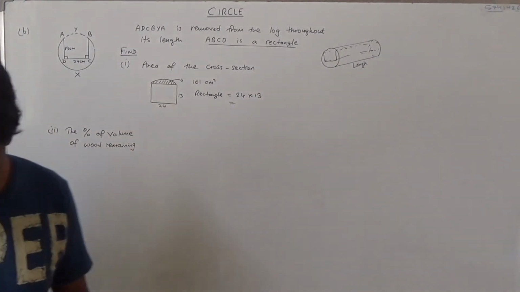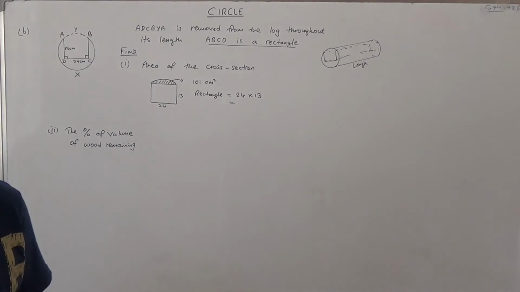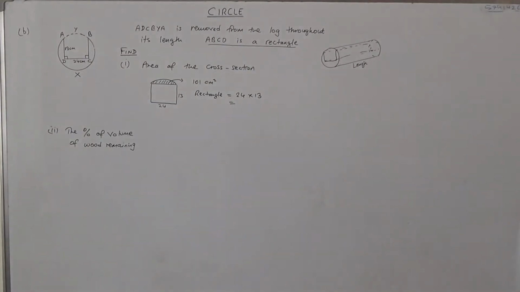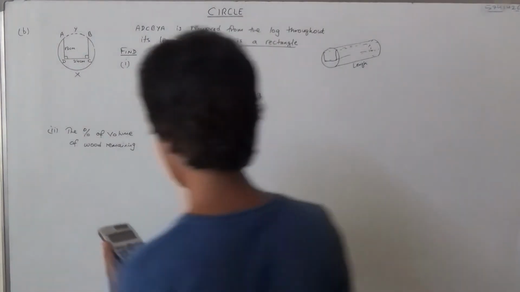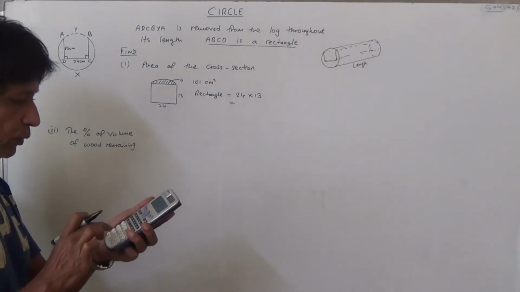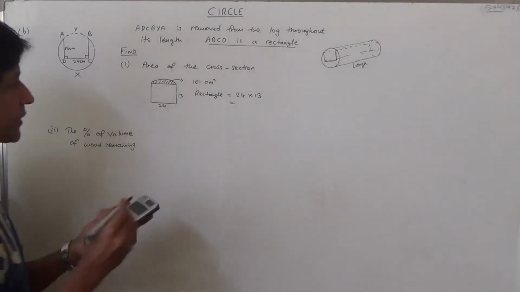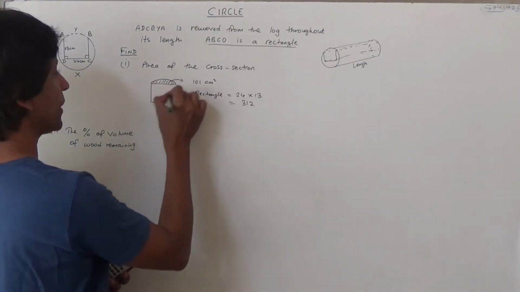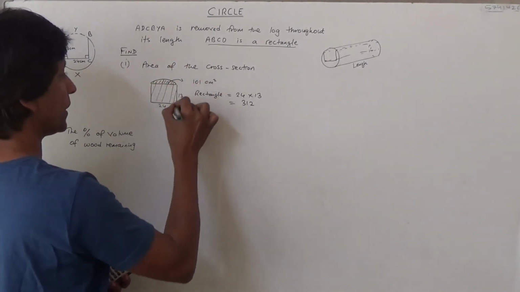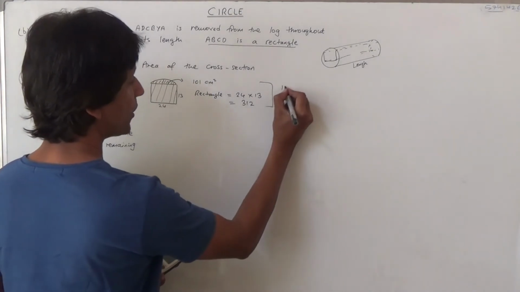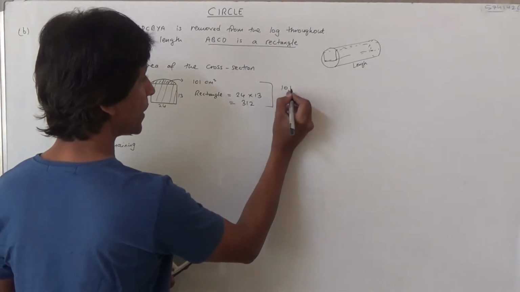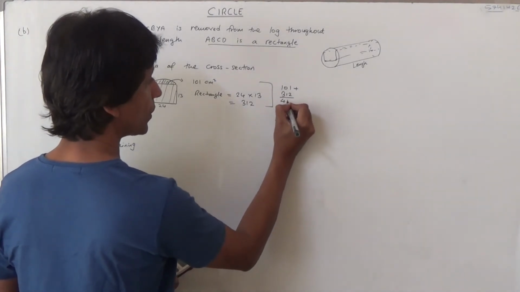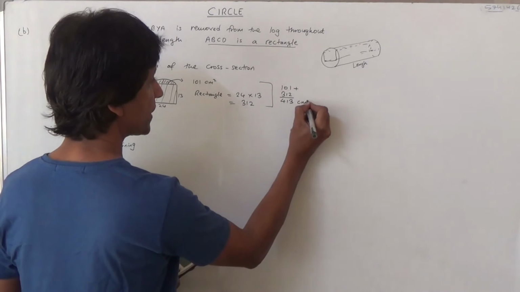So, calculator. 24 by 13. That's going to give us 312. Together, this whole area here, shaded completely, is going to be these two, 101 plus 312. So that's come to 413 centimeters square.